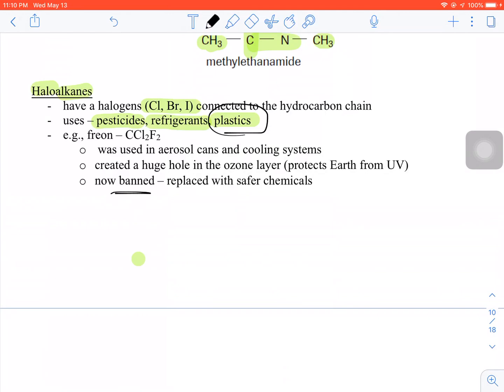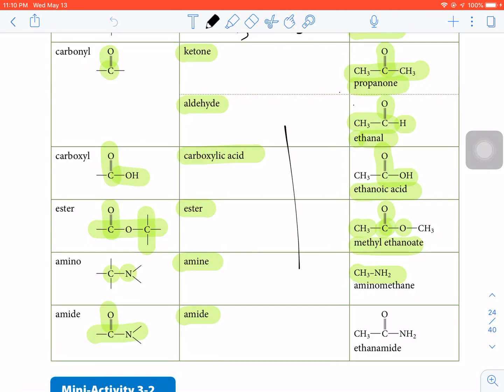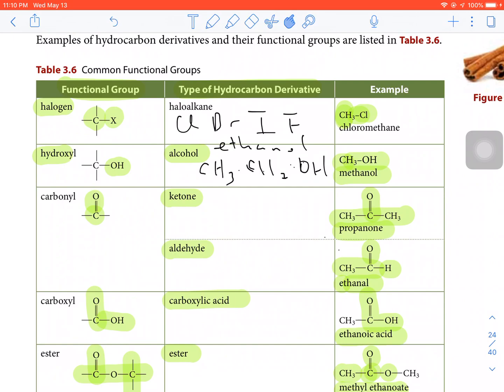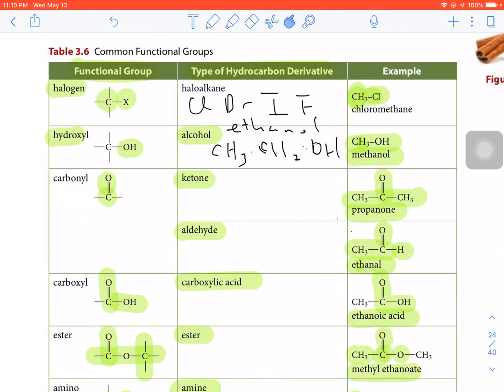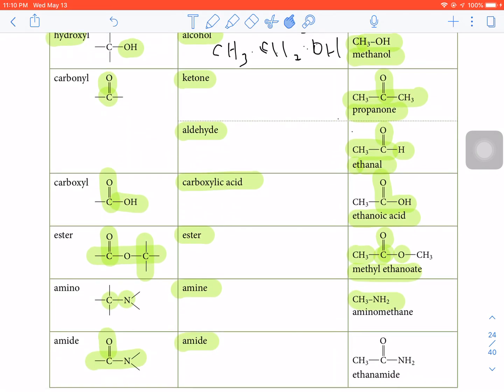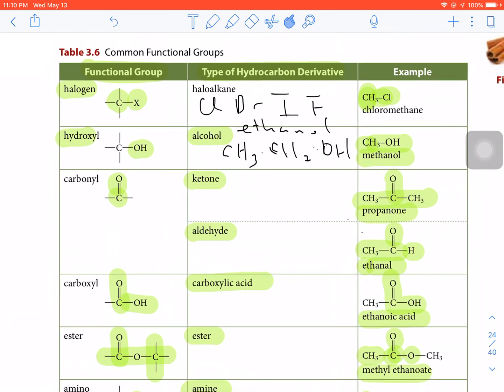I'm going to ask you to go back and read through my note again. Look at these structures. Look at table 3.6 in the textbook. Those are all the functional groups. And just have a quick look at the different groups: haloalkanes, alcohols, ketones and aldehydes, carboxylic acids and esters, amines and amides. There's actually 8 different hydrocarbon derivatives.